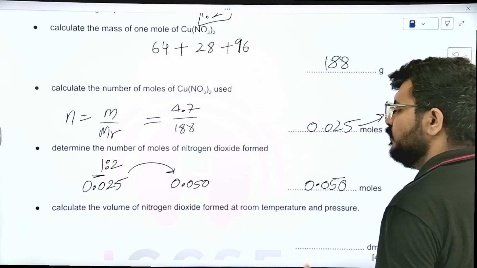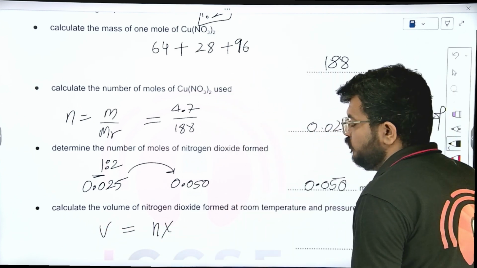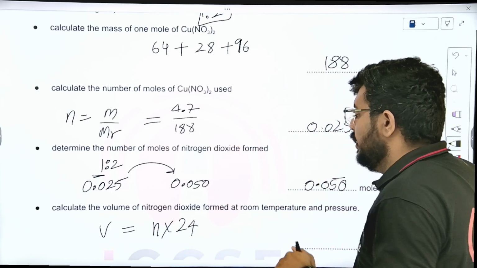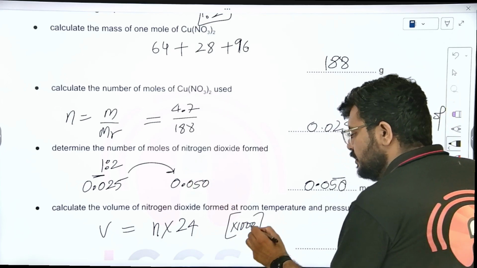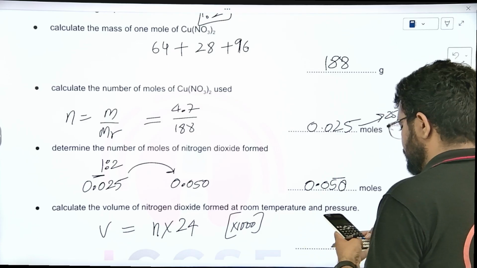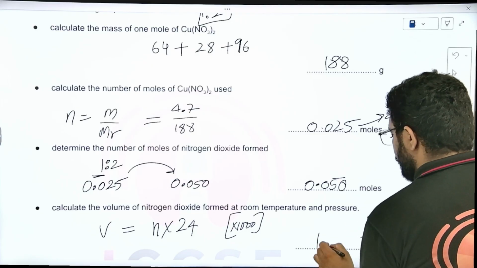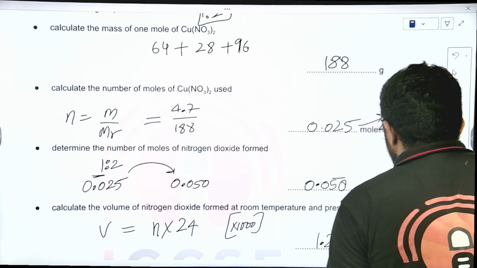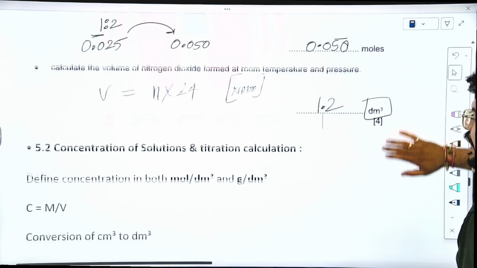And now calculate the volume. I said that volume is equal to number of moles multiplied by 24. If you want to find it in cm cube, then you have to multiply it by 1000. But here the question is asking you to find it in dm cube itself. So you have 0.050 multiplied by 24. That will give you 1.2 dm cube. This is the volume of nitrogen dioxide that forms.